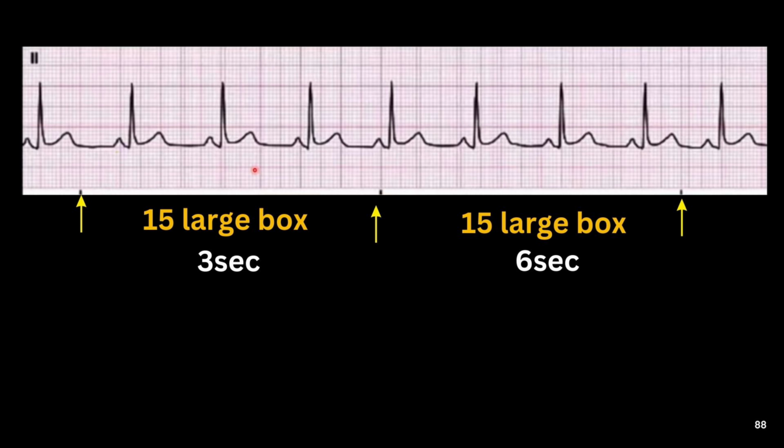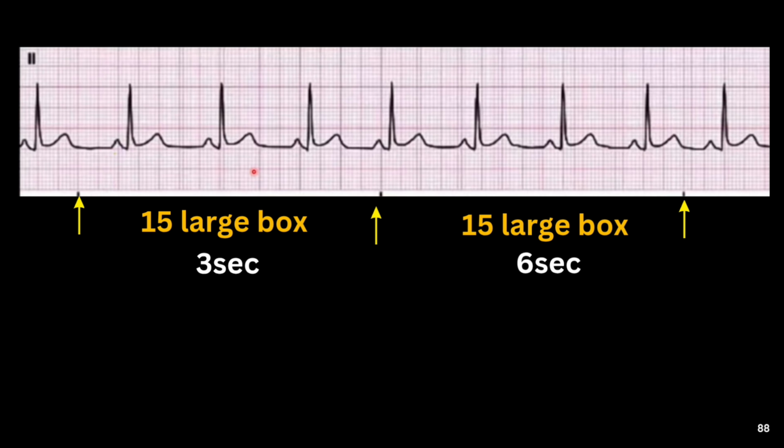On the rhythm strip, you will see that there is a mark present after 15 large boxes. This basically is used for the 6-second method to calculate rate in an irregular rhythm ECG. These 15 boxes are equal to 3 seconds, and these 15 boxes are equal to 3 seconds, so the sum is 6 seconds. You calculate the number of QRS complexes present in it and multiply it by 10, and that is the rate.